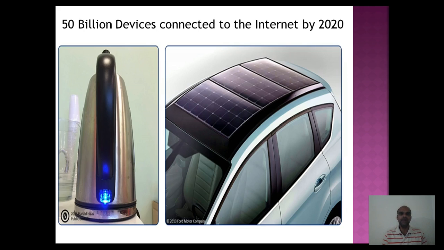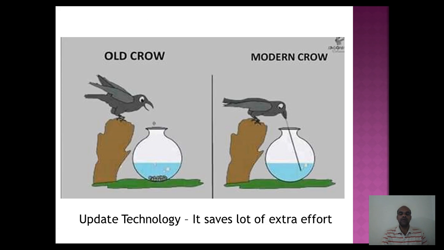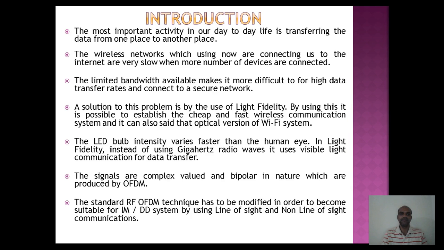By 2020, 50 billion devices will be connected to the internet. So we can assume how much bandwidth will be consumed by these devices. To overcome these bandwidth problems, we are searching for another alternative technique called light fidelity, which is used with the help of visible light communication. So we are always trying to update the technology. It will save a lot of extra effort.